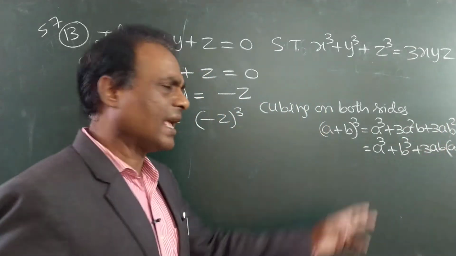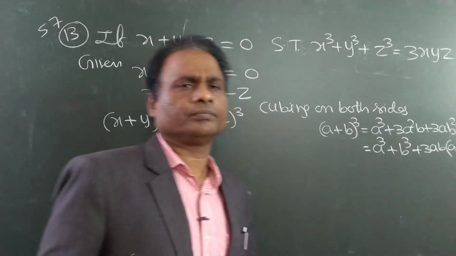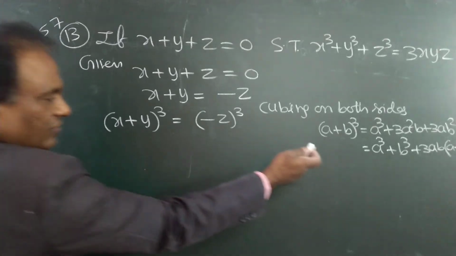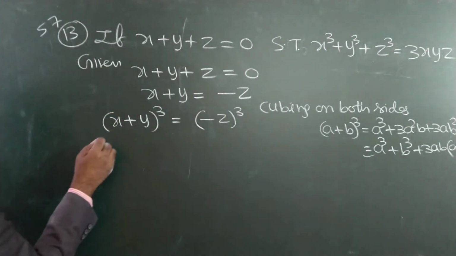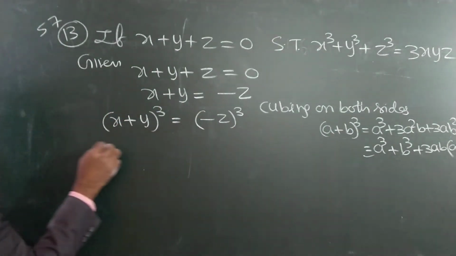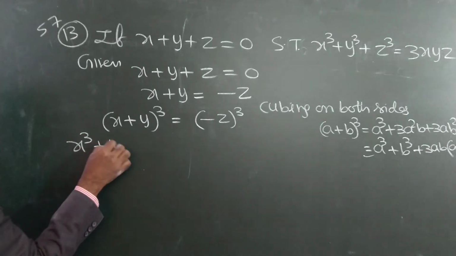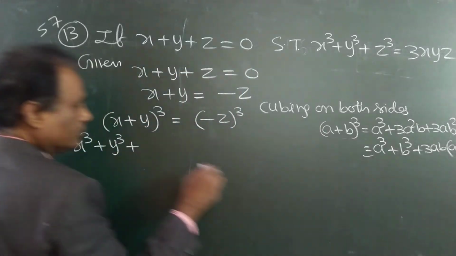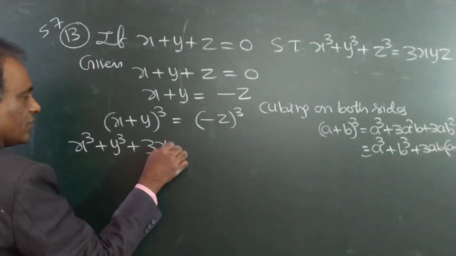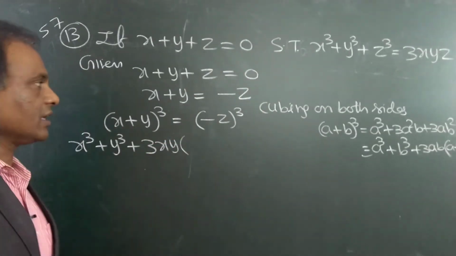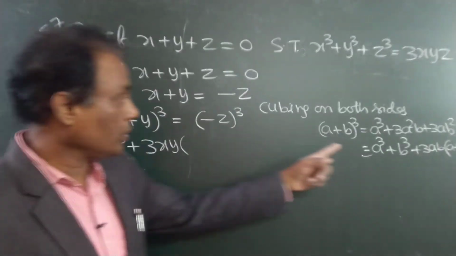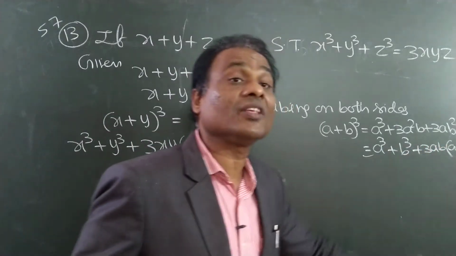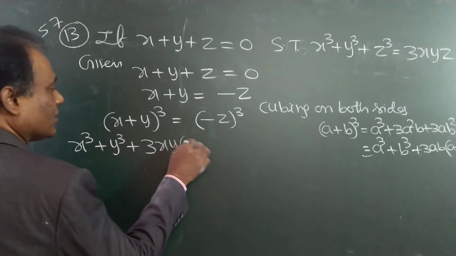We can use it like this or like this. Both are the same a plus b whole cube formula. So I am using the second one. Use that formula. Don't write a plus b whole cube. See the formula: a cube plus b cube plus 3ab. Here a is x, b is y. See here, a plus b whole cube is a cube plus b cube plus 3ab into what? a plus b. a plus b means x plus y.